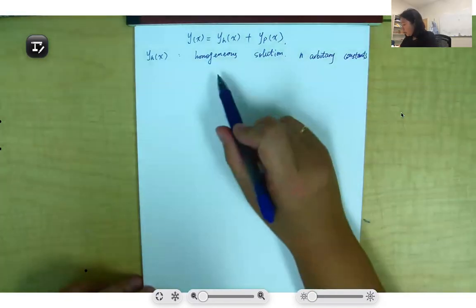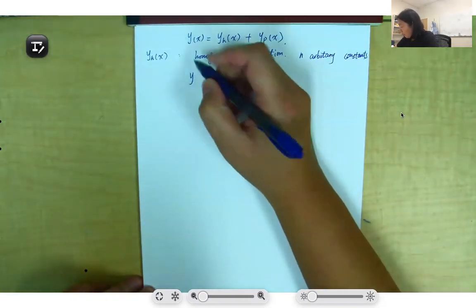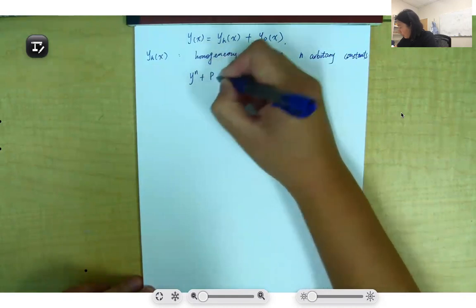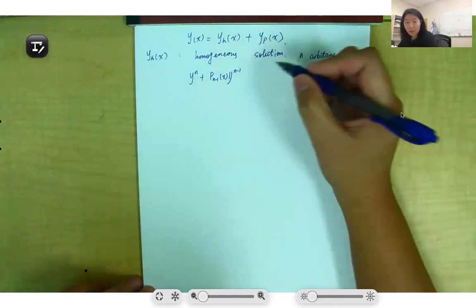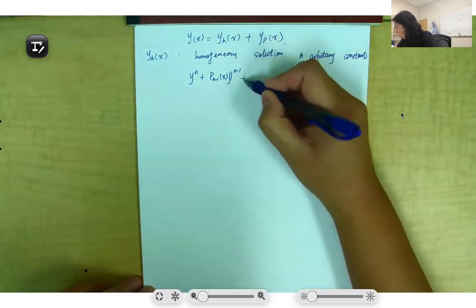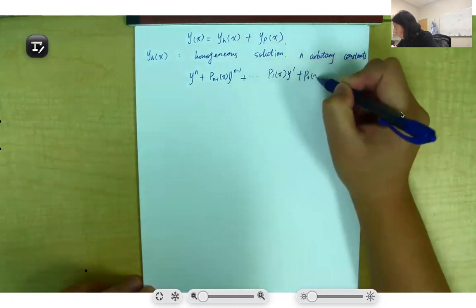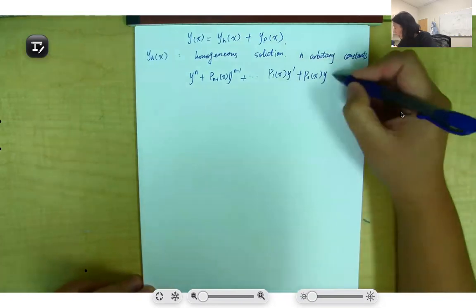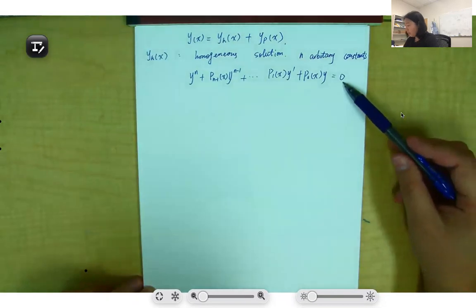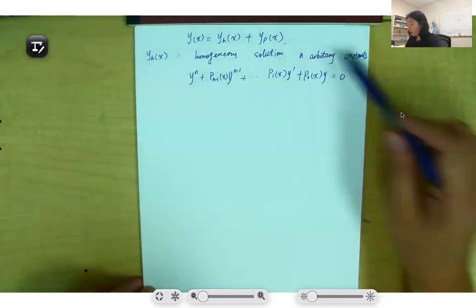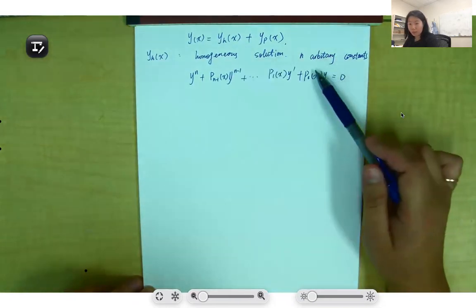And to get the homogeneous solutions, we are trying to solve the higher order ODE y^(n) plus p_(n-1)(x) y^(n-1) plus dot dot dot p_1(x) y prime plus p_0(x) y equals 0. So when the forcing function is 0, to solve this higher order ODE, that is the homogeneous solution, which will contain an arbitrary constant.